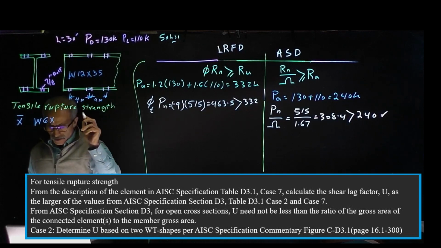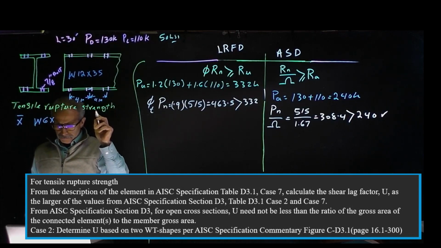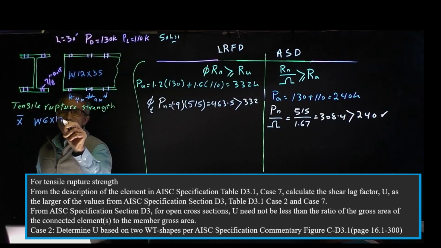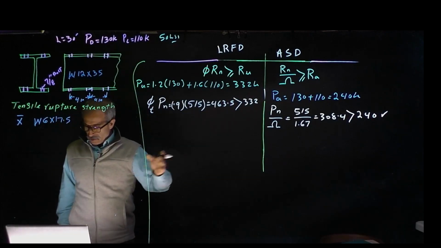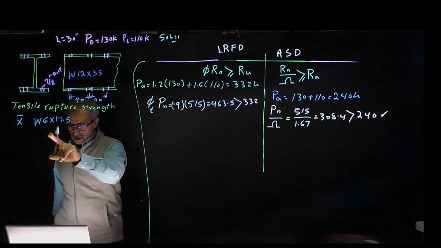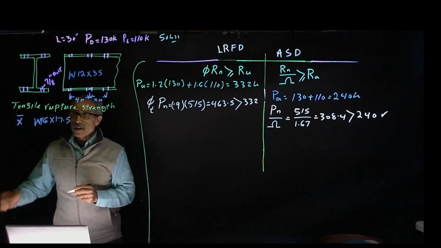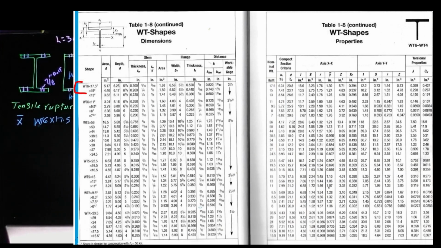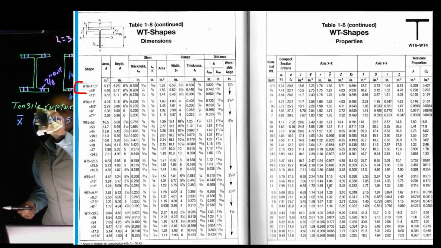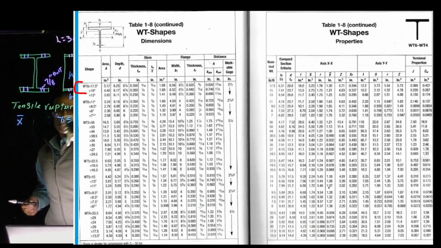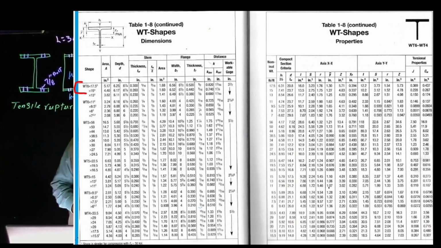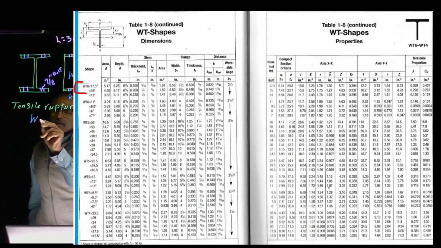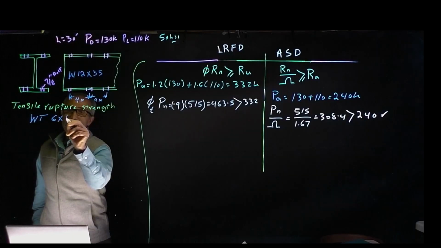W12 by 35 divided by 2 would be 17.5. And we can look that up. It's in a steel book, and you can see that on the screen for WT6, actually. That should be WT. So WT6, let me write that here. WT6 by 17.5.